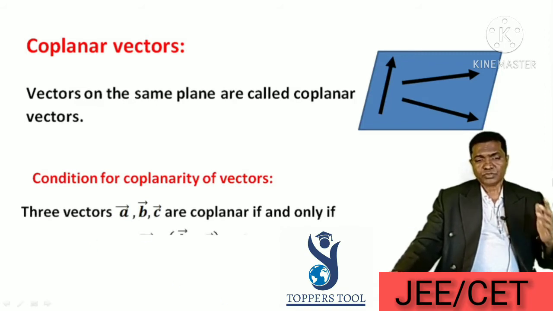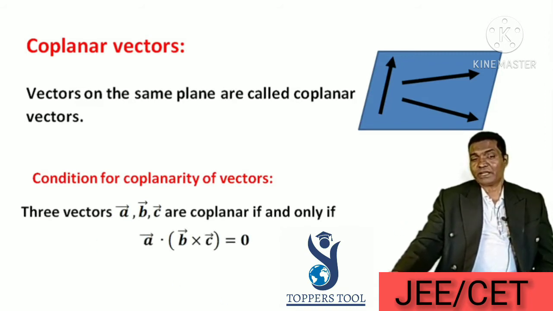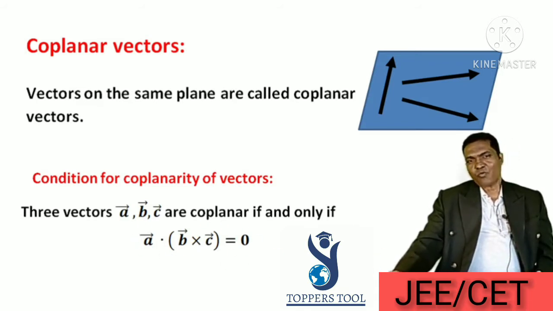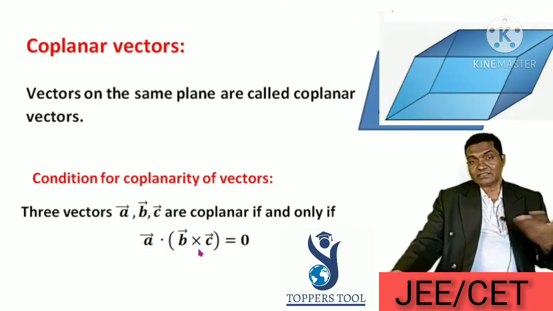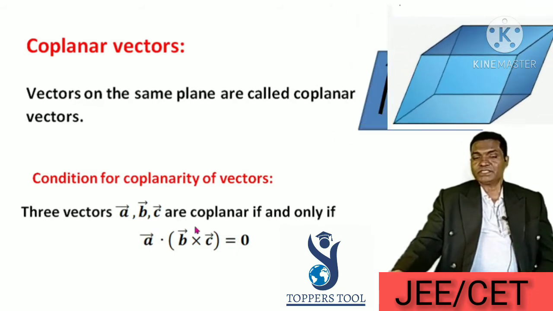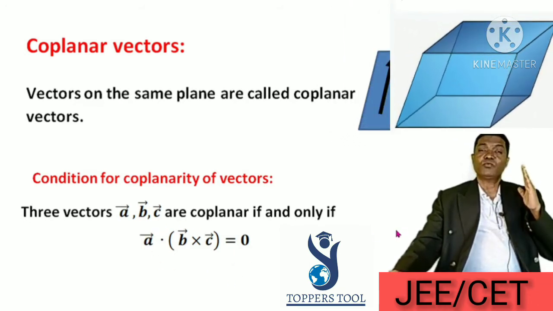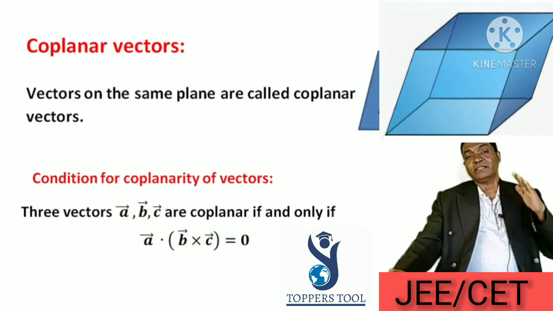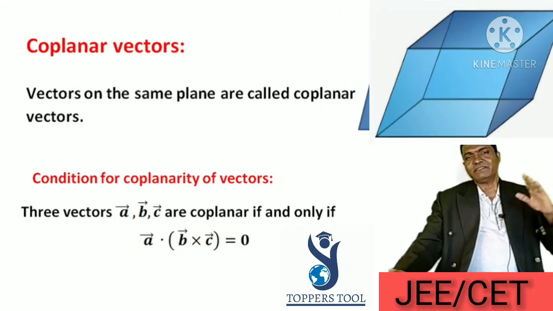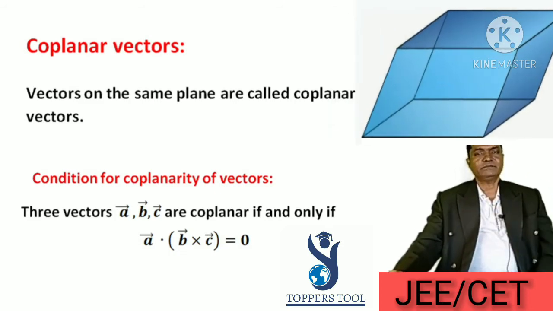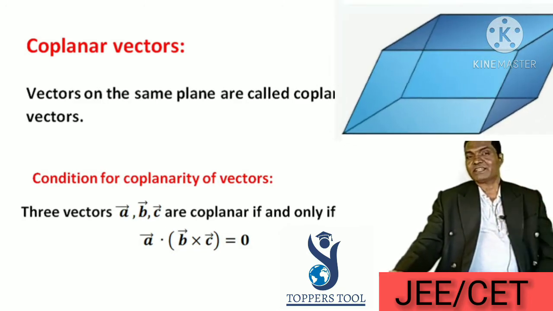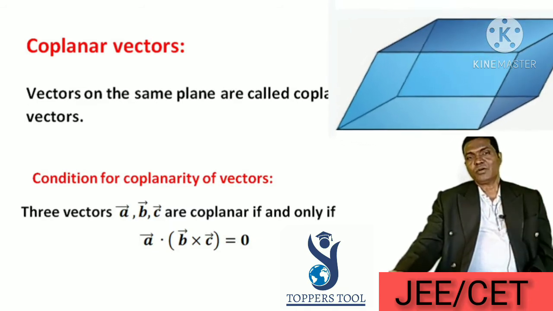The three vectors A, B, C are said to be coplanar if and only if their scalar triple product is 0. Why is this so? Because, as I said in the earlier section, the magnitude of the scalar triple product represents the volume of the parallelepiped. So whenever the volume of the parallelepiped is 0, all three vectors will lie on the same plane. Means volume becomes 0. In such a case, the three vectors are said to be coplanar.